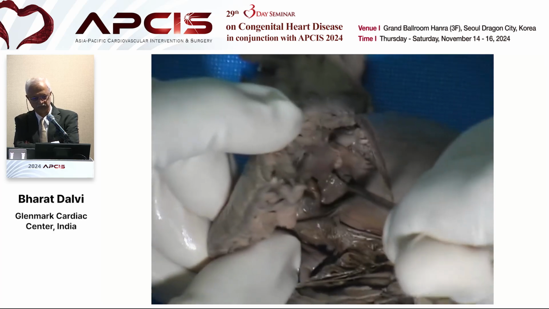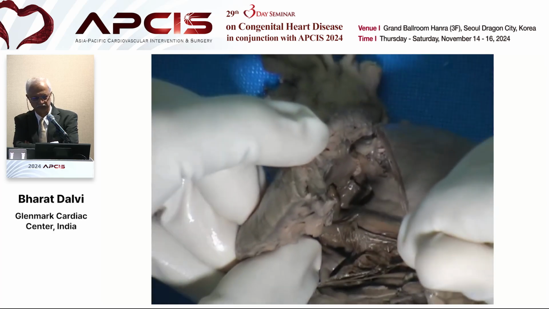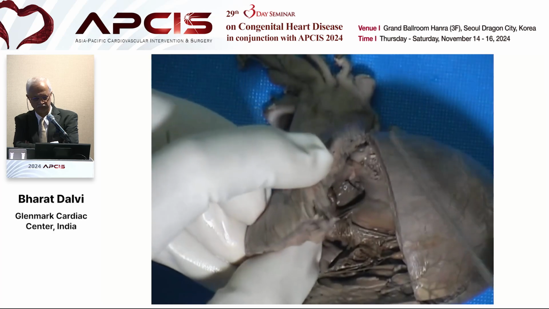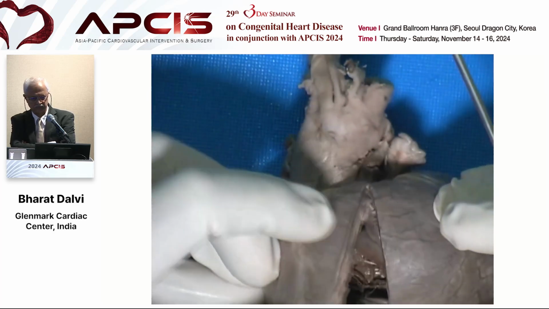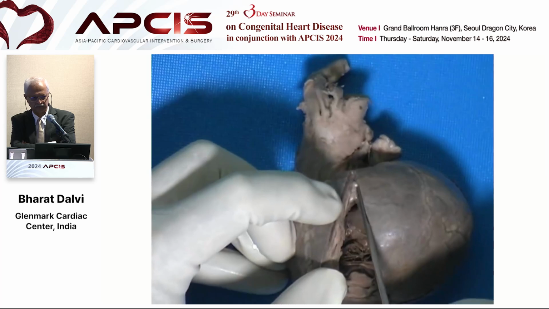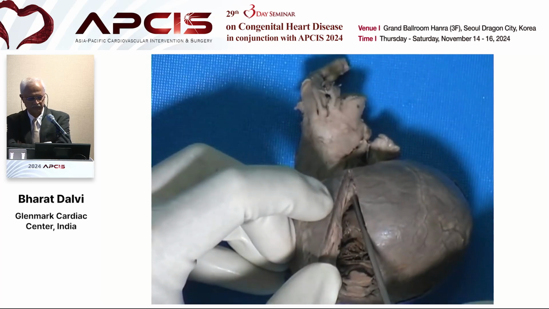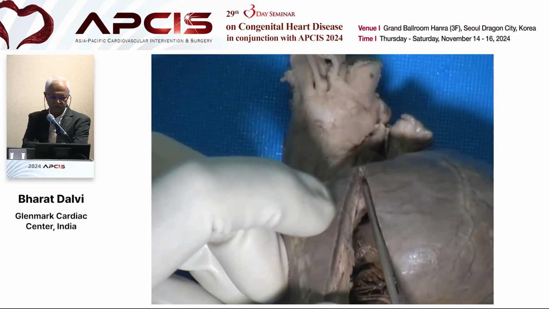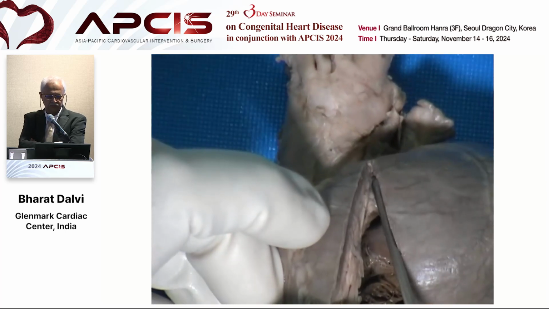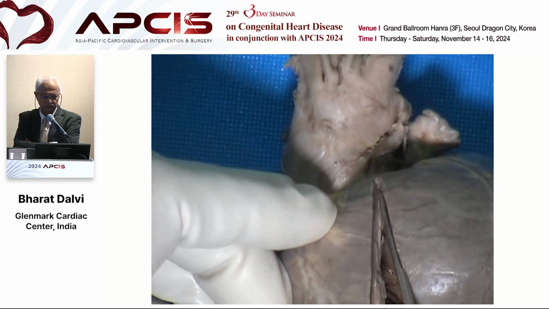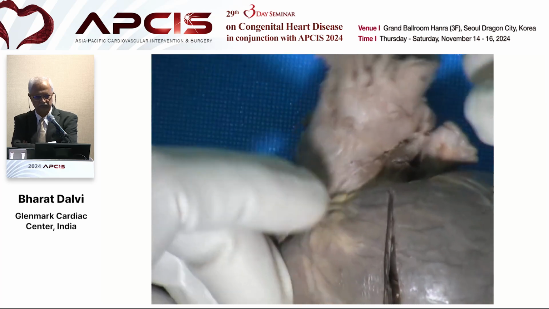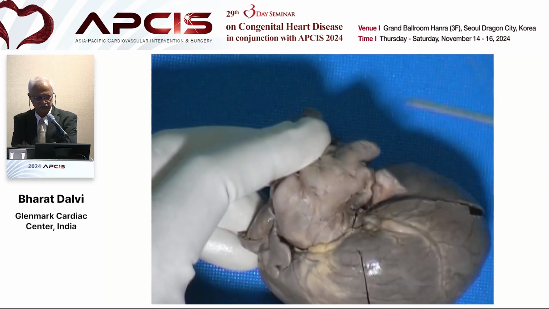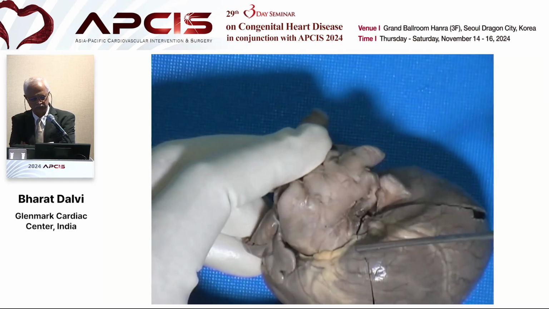But the variation in this case is not pertaining to the VSD as you saw earlier, but it is pertaining to the right ventricular outflow tract. You can see this right ventricular outflow tract. The outlet septum is here, and it's almost fused with the right ventricular free wall, causing complete atresia of the right ventricular outflow tract. You can see this is completely atretic.